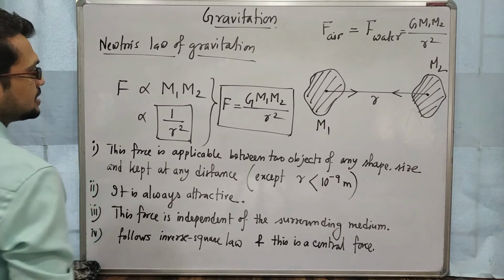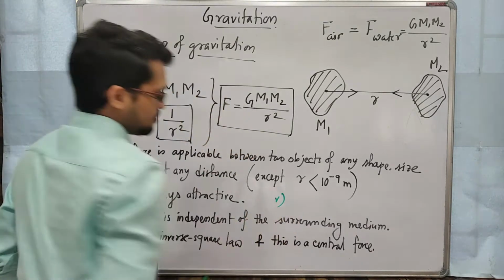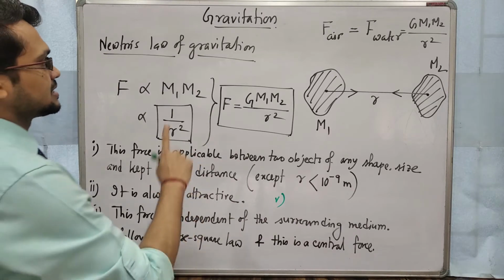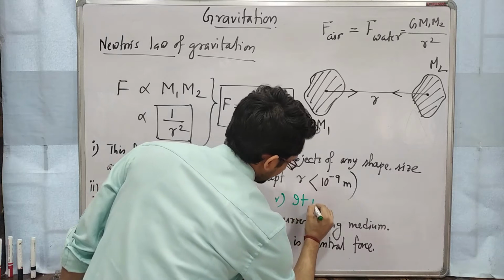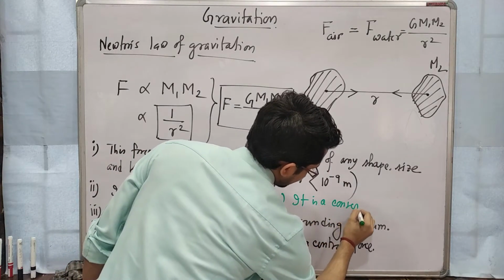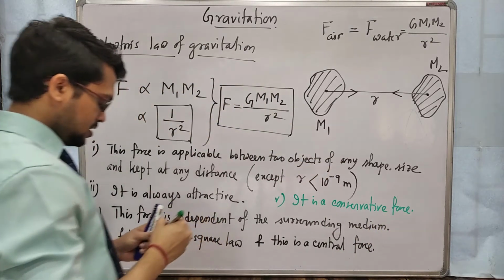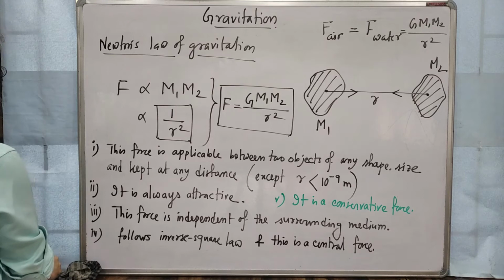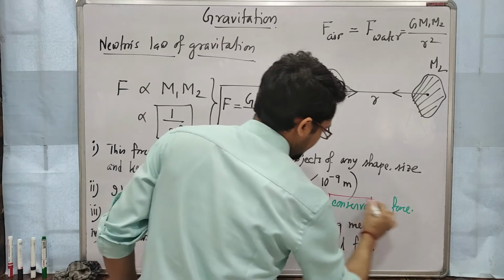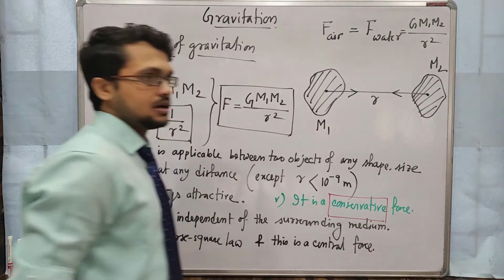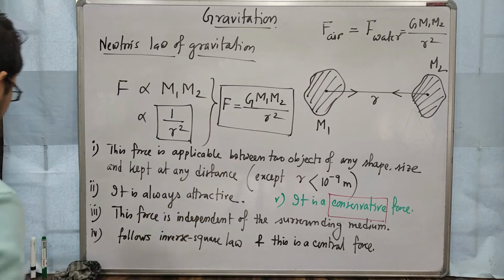Point number 5. I am writing here, point number 5: this gravitational force is a conservative force. So what is the meaning of conservative force? That I will tell in the part when I discuss potential energy. Then I will tell about why it is called a conservative force.